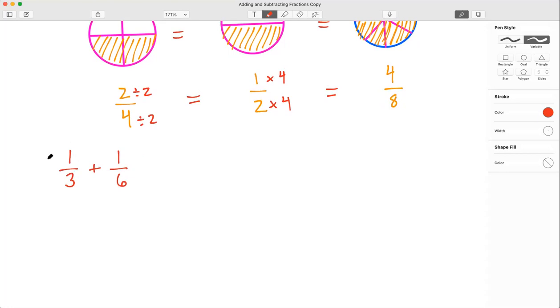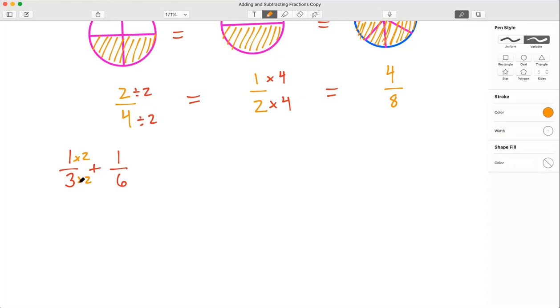And you'll see why I chose the 1/3 in just a second. So how am I going to do that? Well, what multiplied by 3 equals 6? That's 2. So I'm going to multiply this by 2, and multiply the top by 2. Remember, the same number on top and bottom.